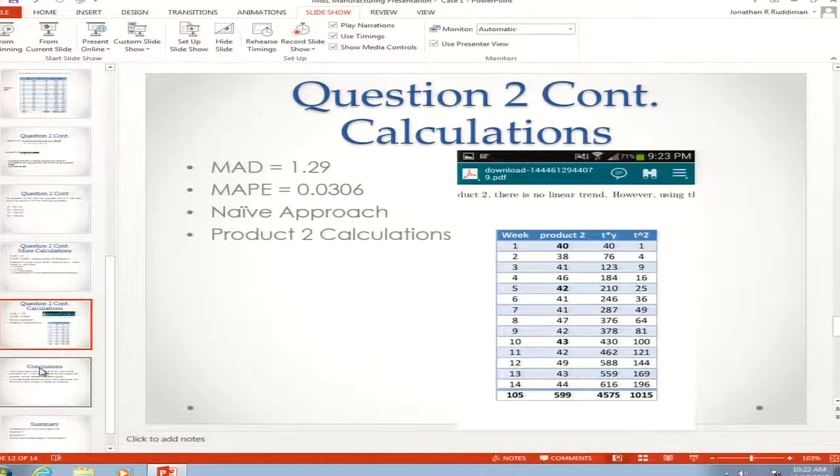So for the naive intuitive approach, what we did was for 1, 2, 3, we averaged those together, adding them and then dividing by 3, and that result was for 5, 6, and 7.